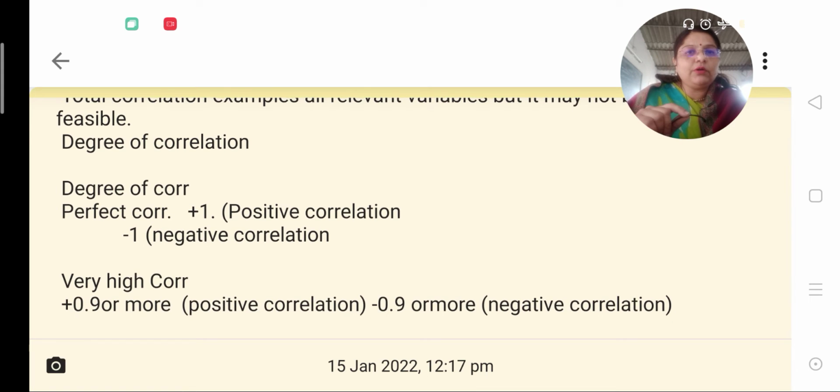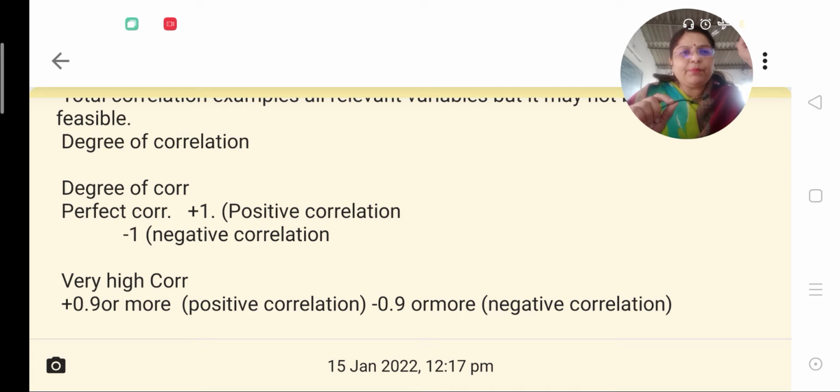Now we will move on to the next important part, which we will be using in all our problem solutions, and that is the degree of correlation. We will be studying Karl Pearson's coefficient of correlation. I will be discussing the formula with you. When we apply Karl Pearson's coefficient of correlation formula, we will get a value called r, and we call that the coefficient of correlation. The value of r tells us what degree of correlation exists between the two variables.